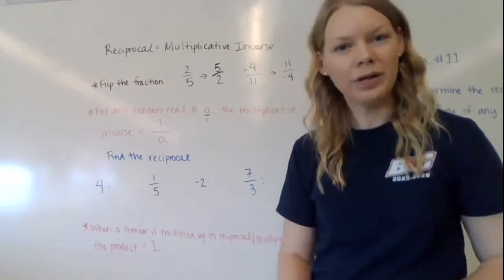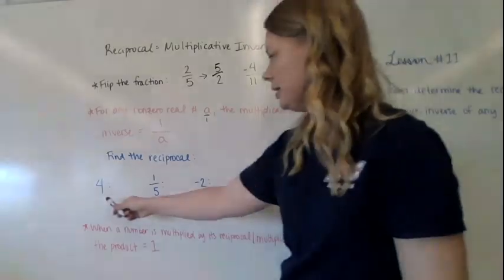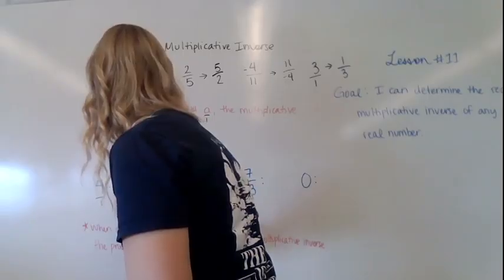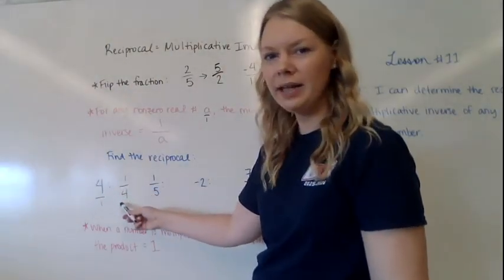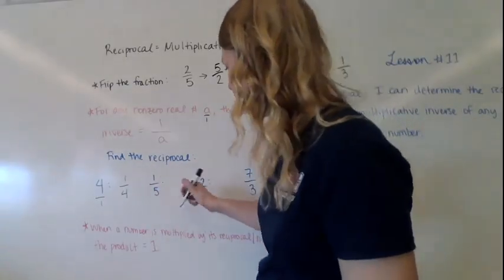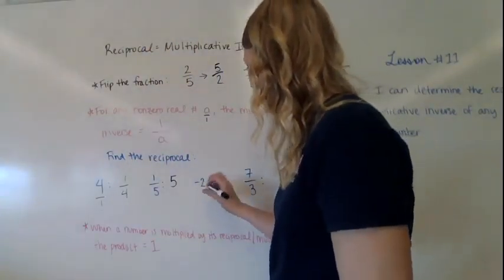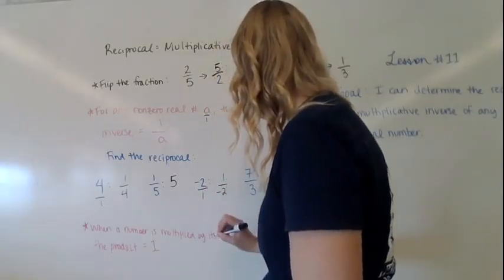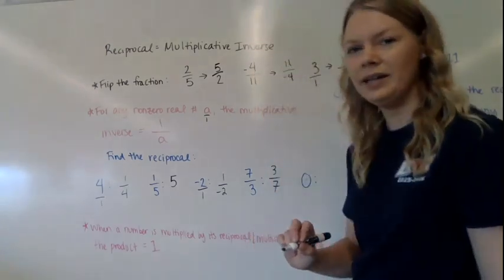Here are a few more examples where we're tasked with finding the reciprocal or multiplicative inverse. First we've got 4. I'm going to think of that as 4 over 1. I flip that, and it becomes 1 over 4. Again, if we were to multiply these together, we would end up with 4 over 4, which is equal to 1. 1/5, we flip, it becomes 5 over 1, which I can just write as 5. -2, I'm going to write that over 1. We flip it, it becomes 1 over -2. 7/3, we flip to 3/7. I think you're getting the idea here.